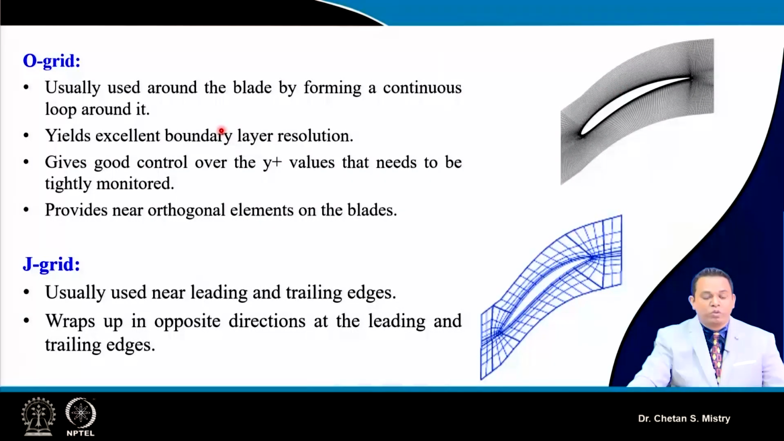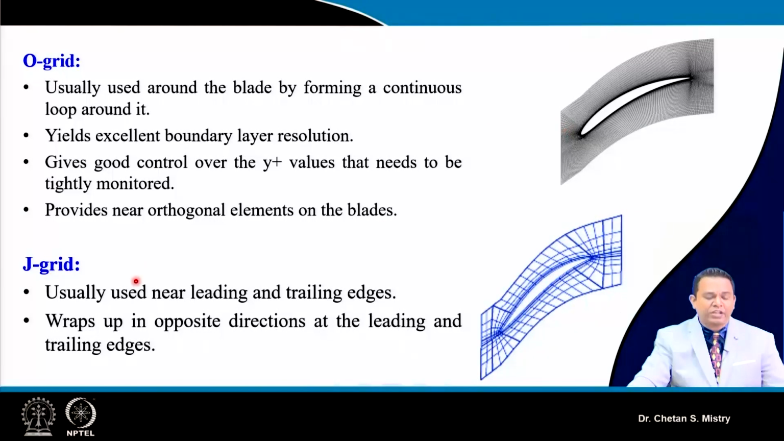In order to do that, we need great control over Y plus. You may be aware of Y plus. It is one of the methods to size the elements near my blade, and this represents the Y plus value. It provides near-orthogonal elements on the blades. So this is one of the grids we can use to capture the boundary layer behavior on the suction surface as well as on the pressure surface.